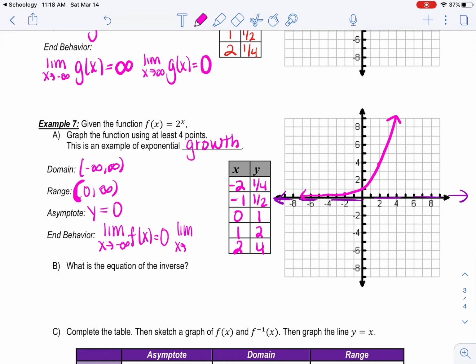And then the limit as x approaches positive infinity of our function, which is f of x. As you look to the right, as your x values get bigger, our y values are getting bigger and bigger and bigger, so infinity.